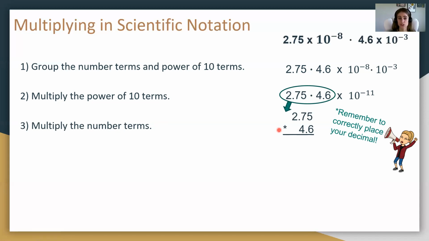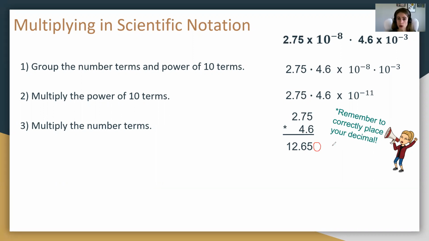So now you just go ahead and temporarily ignore the decimal and do your standard multiplication. And when you do that, you need to make sure to correctly place that decimal point. So I'm gonna put a little something here. When you did that multiplication and added everything up, you should have gotten a 0 right here.